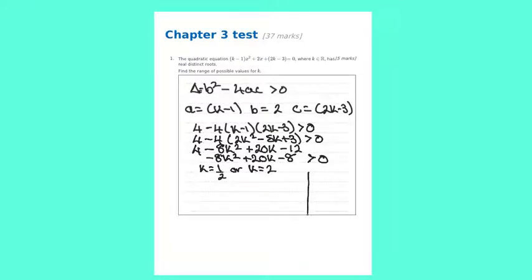Therefore, draw yourself a little diagram. It's an upside down quadratic. So you get a half, 2. So you want everything to be greater than 0. So you want this part of the graph. So k is between a half and 2. So the values are k is between a half and 2.